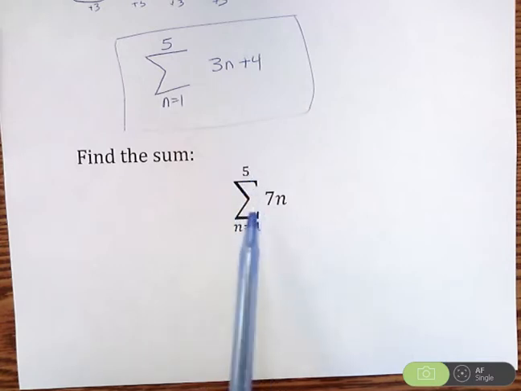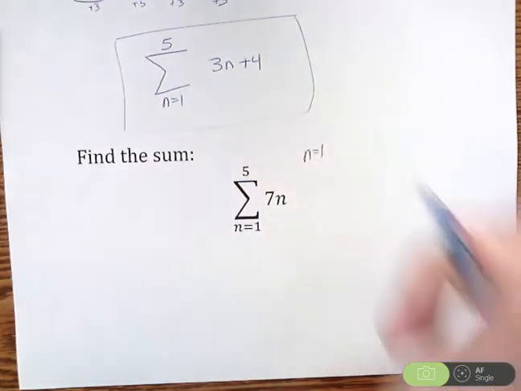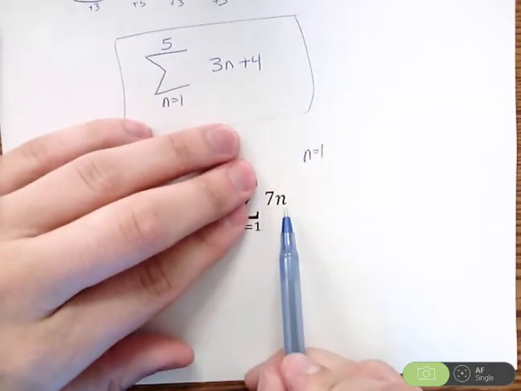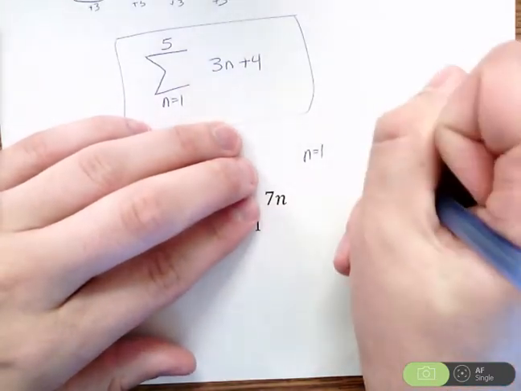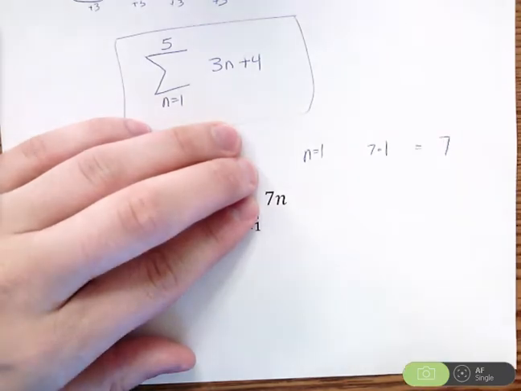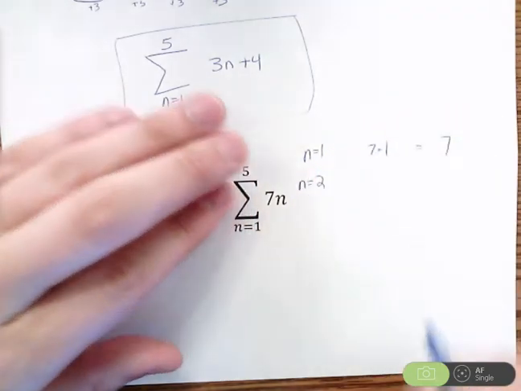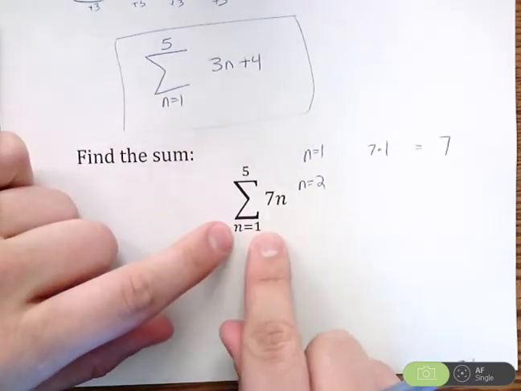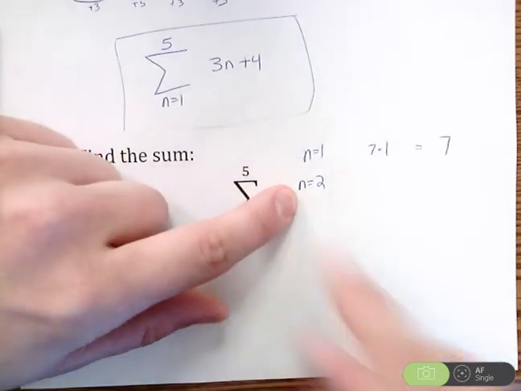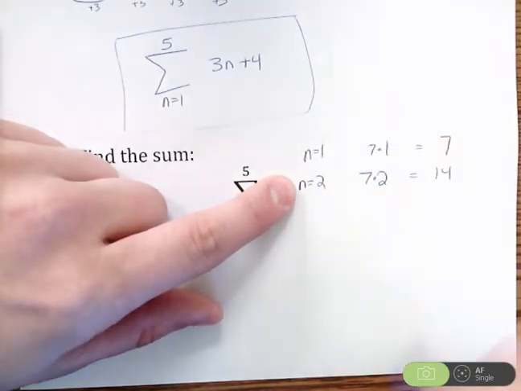Reading this, I know my rule is 7n, and it says start with n equals 1 to 5. So I'm going to start when n equals 1, you plug it in here. If n equals 1, we end up with 7 times 1, which is 7. Let's now go to n equals 2, because remember, we go from n is 1 all the way up to n is 5. When n equals 2, we're going to have 7 times 2, which is 14.